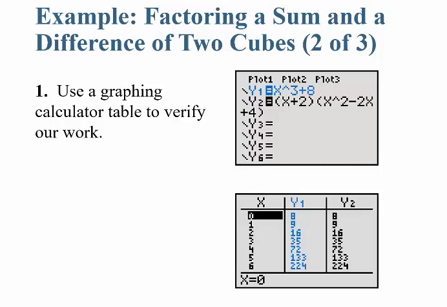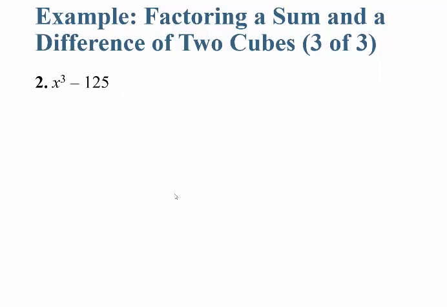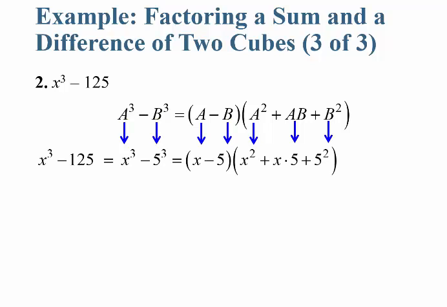And you can verify this again by plugging the two values in your calculator and looking at test points. Let's try this one. This looks like the difference of two cubes. All right, so I'm going to recognize that x cubed is x cubed. 125 is actually 5 cubed. It's 5 times 5 is 25 times another 5 is 125.